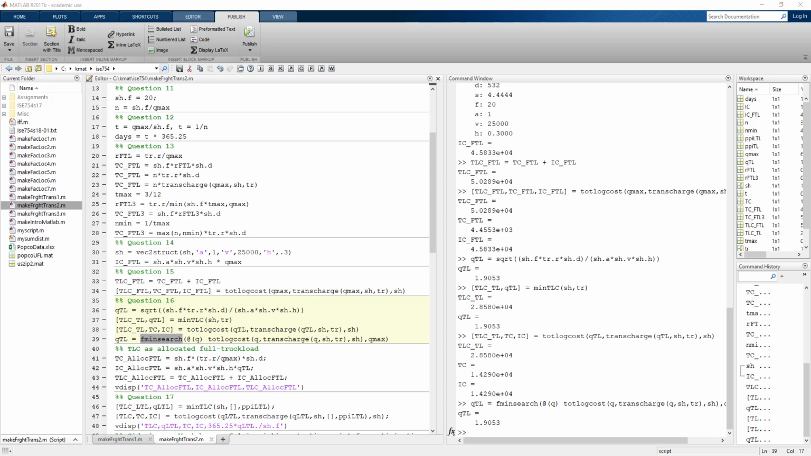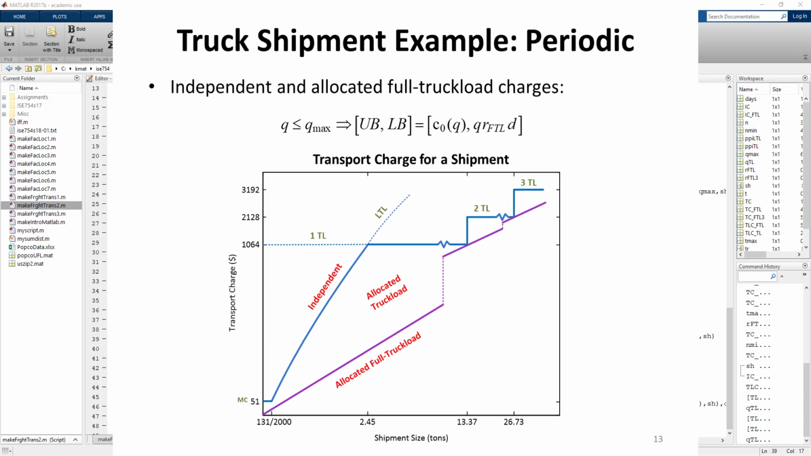For question 16, we also may be interested in looking at, instead of shipping as an independent point-to-point truckload, since the max payload was 6.11 tons, in terms of minimizing our total logistics costs, we should actually be shipping less than 2 tons. And to do that, we get a significant reduction in our total logistics cost, almost half. But then can we actually do better than that?